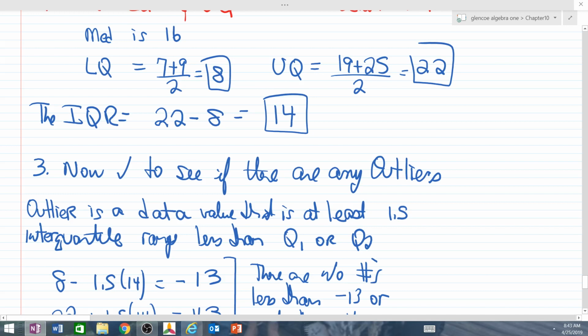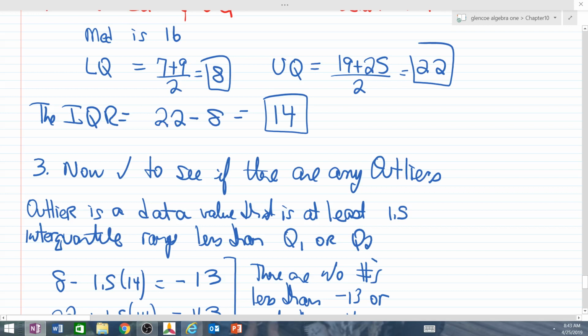An outlier is either an extremely, extremely low or an extremely, extremely high value in a set of data, which could actually throw off some of your important statistics. An outlier, in this particular case, is a data value that is at least 1.5 quartile ranges less than the first, which is the lower quartile, or the second quartile, which is the upper quartile. Again, I'm not holding you responsible.